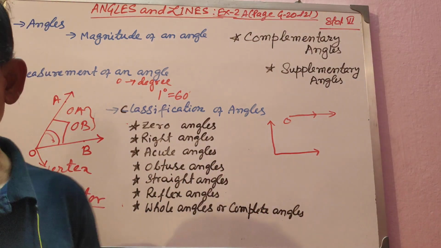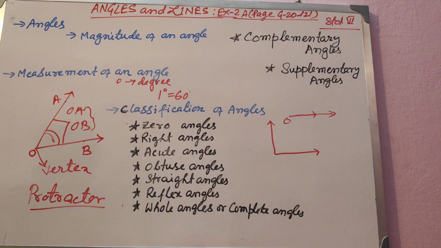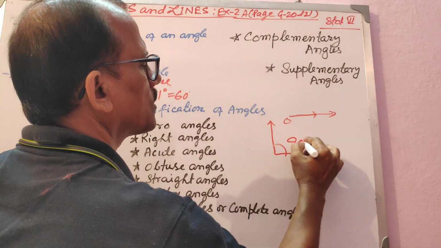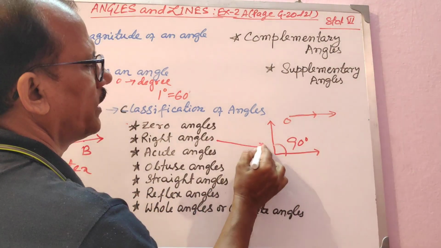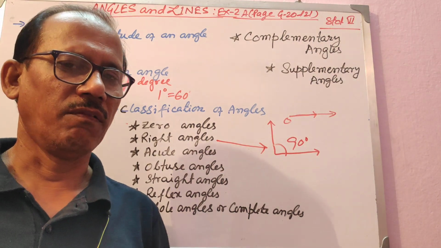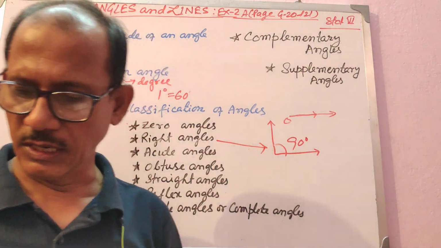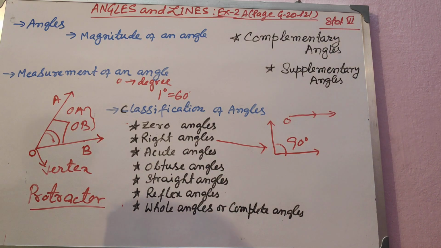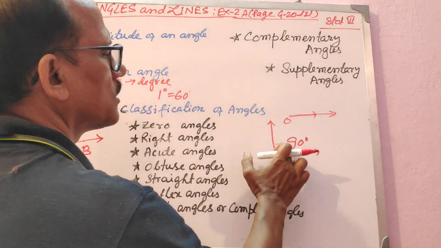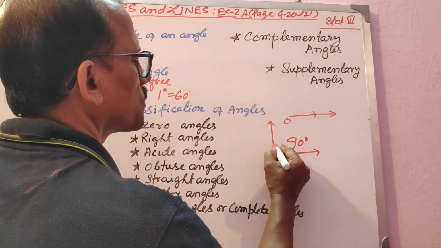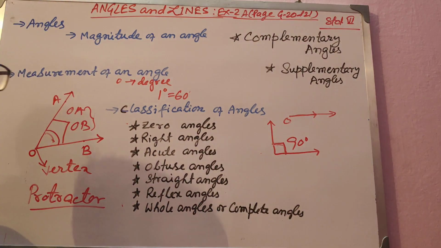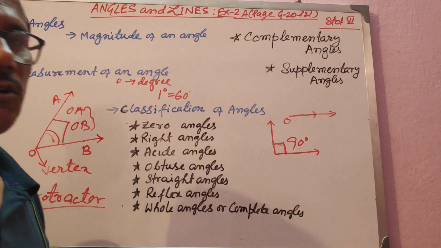So this particular opening is called 90 degrees, which is called a right angle. When the angle magnitude is equal to 90 degrees, it is called a right angle. When the angle magnitude is 0 degrees, it is called a zero angle. Could you understand? Now you have got 90 degrees. 90 degrees is actually symbolized not by this. You are supposed to give a symbol like this.